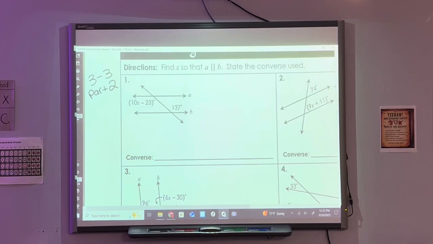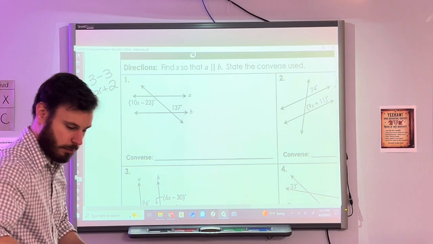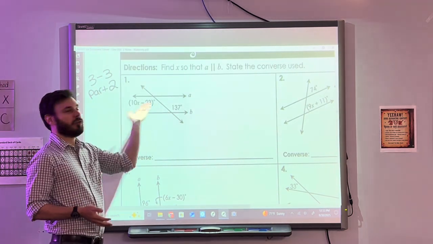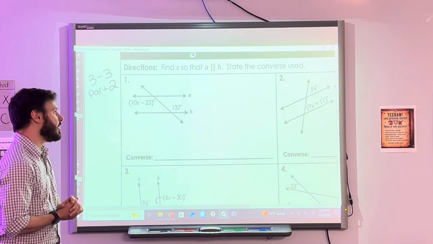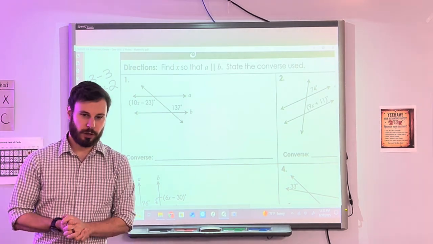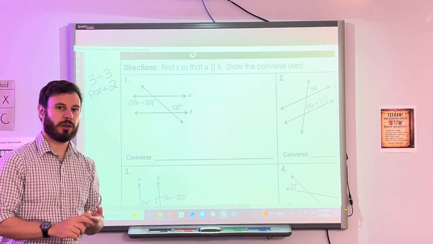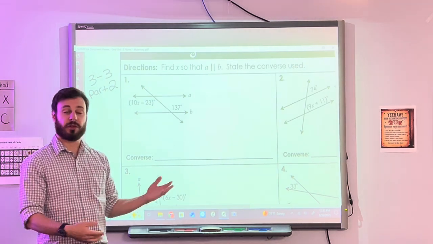Okay, now we're gonna do the second half of lesson 3, the part with the algebra. Find x so that A will be parallel to B and then state the converse used. So what we're gonna do here is figure out the angle relationship, we're gonna state it, and then we're gonna use what type of angle relationship we have to set up our equation.